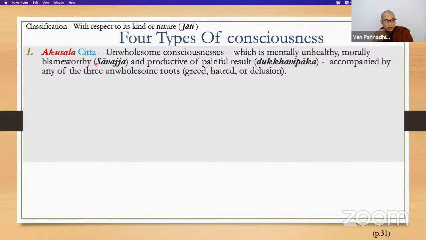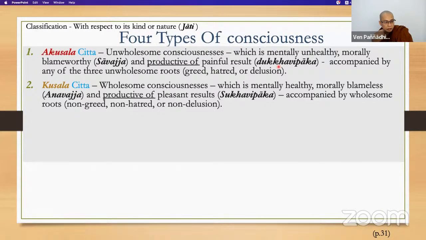So the consciousness is mentally unhealthy and morally blameworthy. Another aspect, it can bring painful result. We can say this is unwholesome consciousness. Without these 2 aspects, if it is not blameworthy and not bringing painful result, we cannot say this is unwholesome.